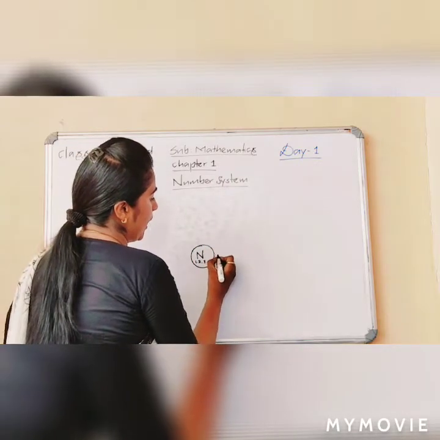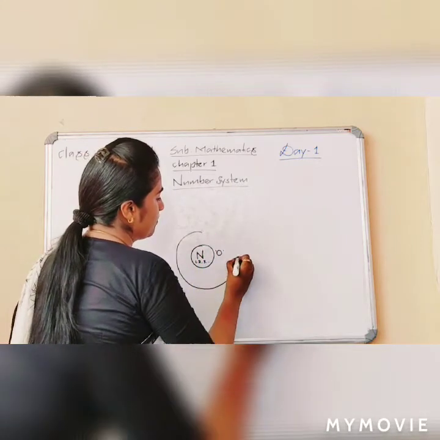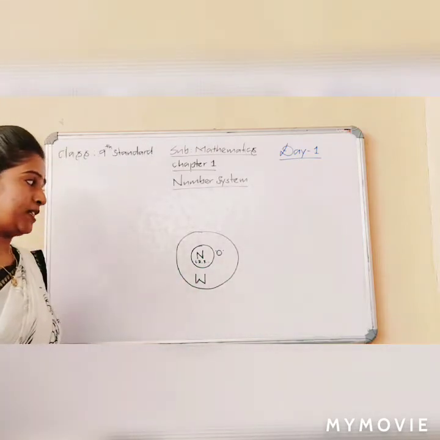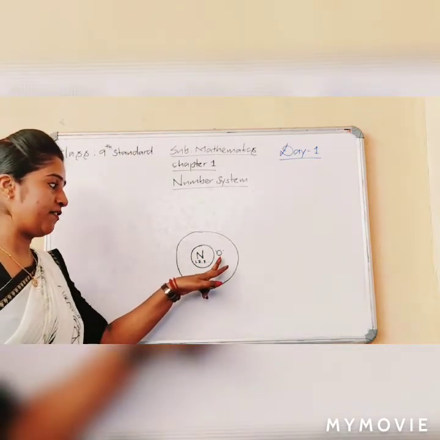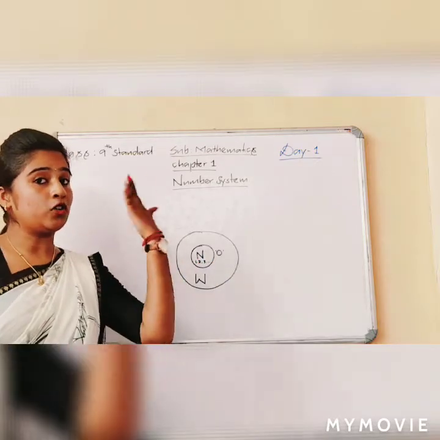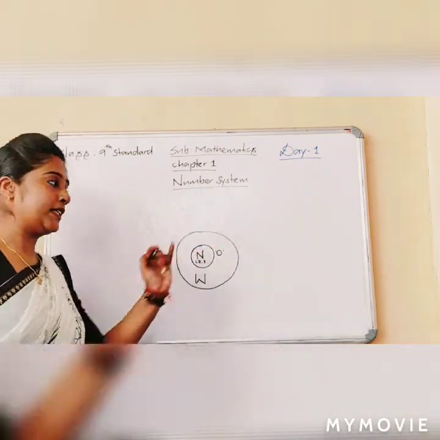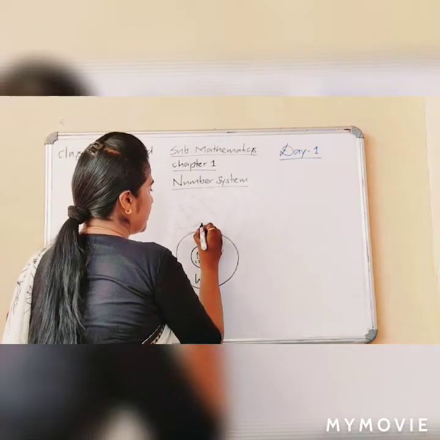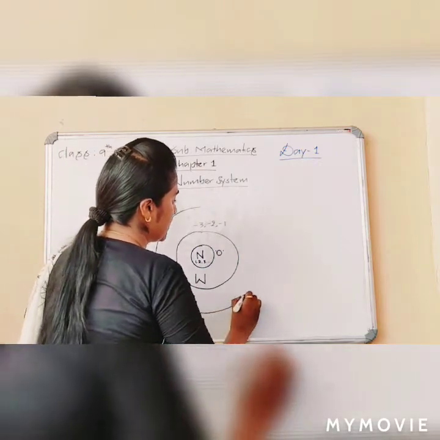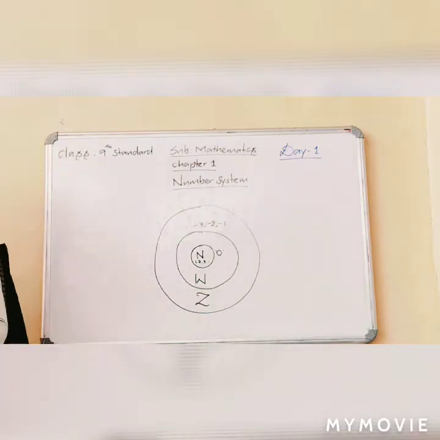Suppose I add 0 to the natural numbers, then the set of numbers is said to be what? Whole numbers. W is for whole numbers. If you observe here, the whole numbers have 0 including 1, 2, 3. Suppose I add negative numbers to the whole numbers, then the set of numbers is said to be what? Integers. That can be represented as a capital Z. That is, if I add minus 3, minus 2, minus 1 to this set.